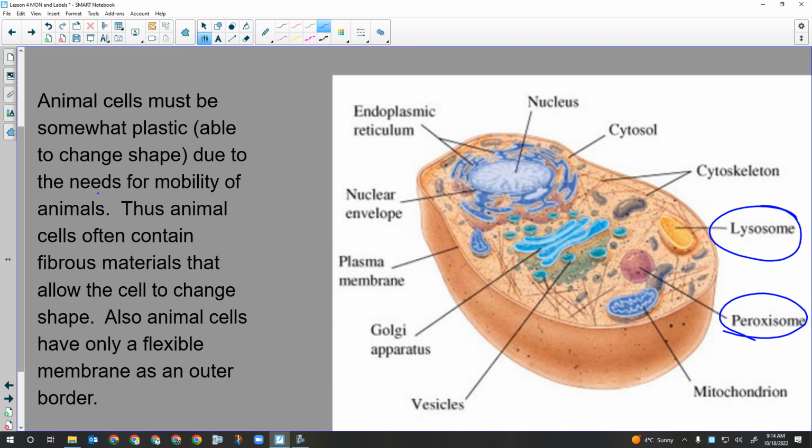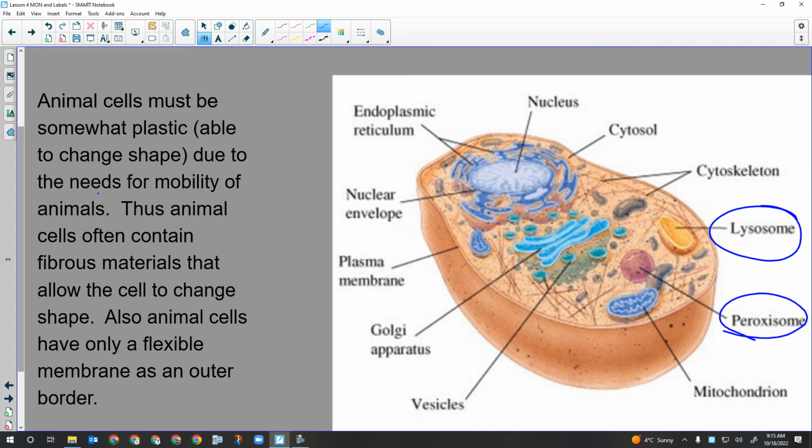And then the cytoskeleton. That would be all these little hash marks that you see running all through the cell. They're kind of like bungee cords, attached to the inside of the membrane, and that allows the cell to flex but not tear. So it gives it that flexibility, that motility.